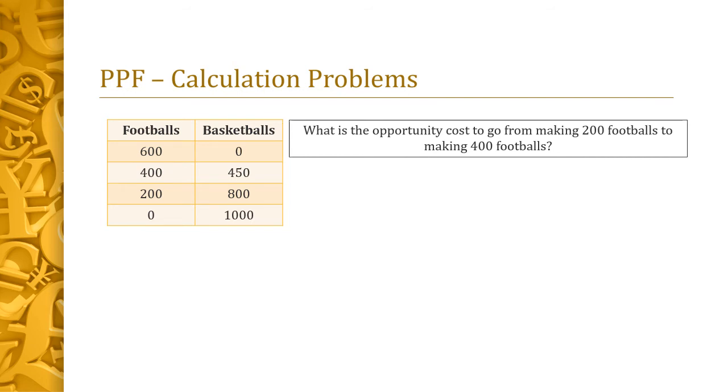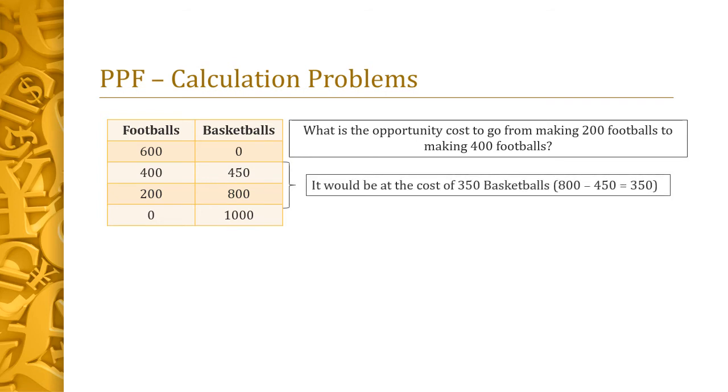What is the opportunity cost of going from making 200 footballs to making 400 footballs? So going up to here. Well, what we're going to see is that there's going to be a change in the amount of basketballs being made. In this case, we're going to be making fewer basketballs. So the opportunity cost is basically the loss of the basketballs, because we're going to lose the opportunity to get whatever income or revenue we might get from that. So it's a pretty simple thing. It is going to be 350.